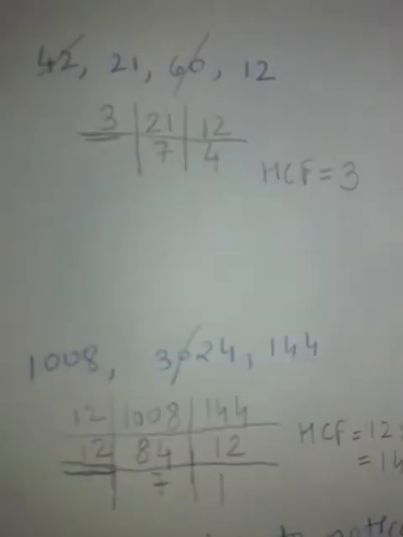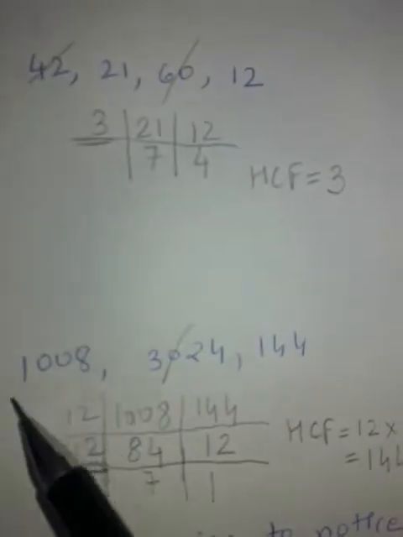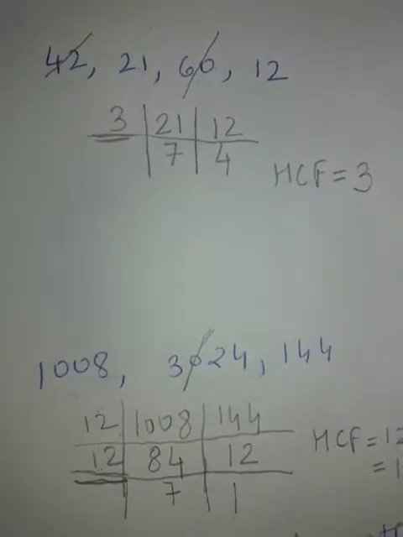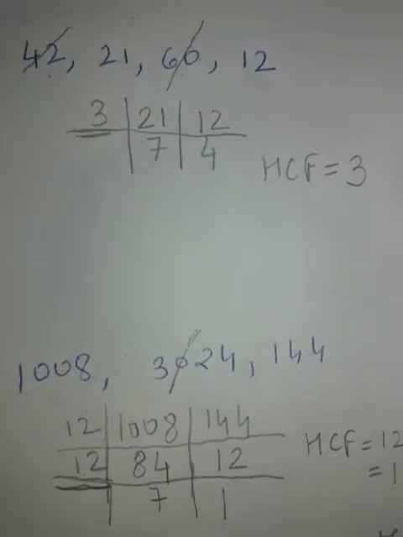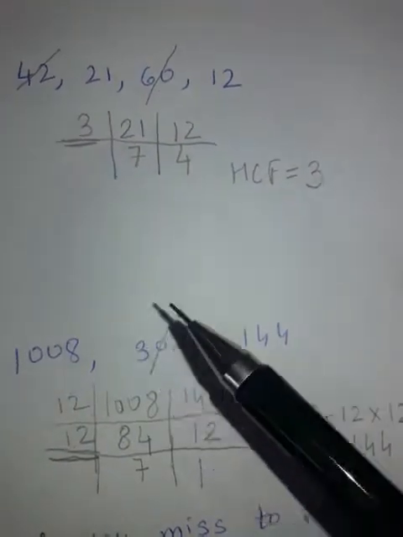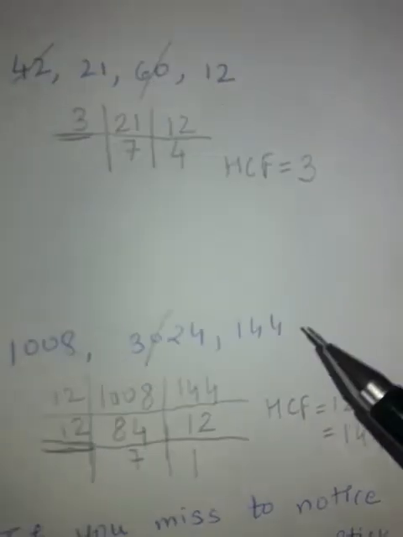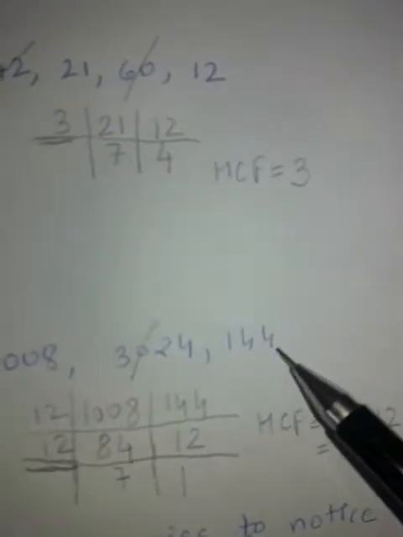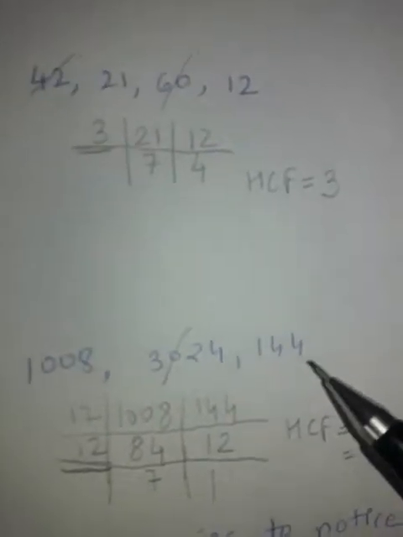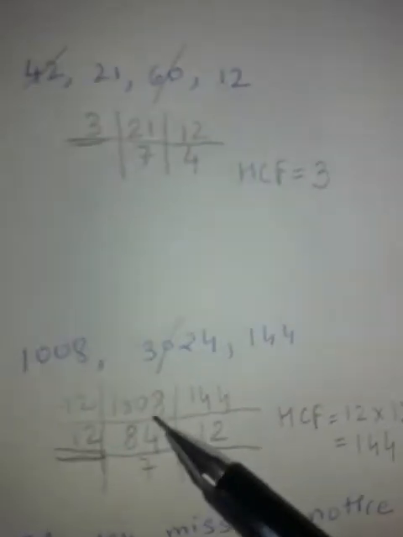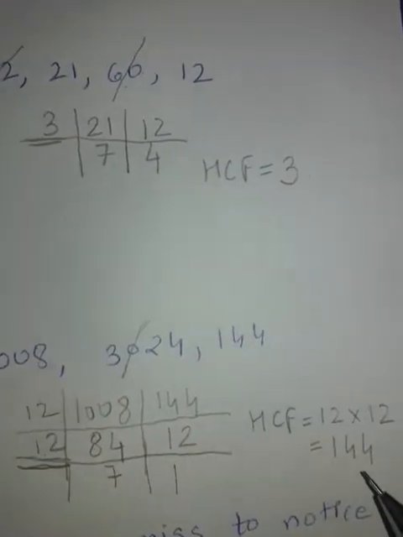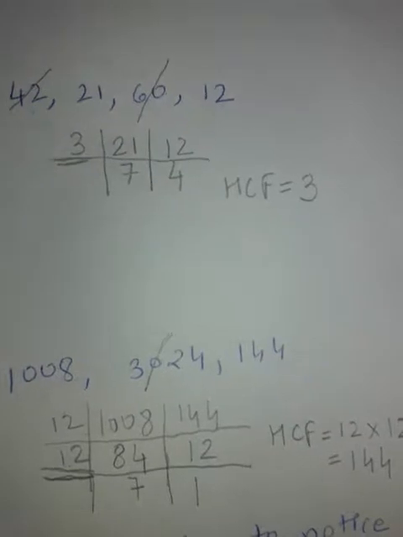Why did this happen? Because 1008 is also a multiple of 144, which we didn't notice earlier. If we had noticed it earlier, we would have ignored it and straight away concluded that HCF is 144, but we didn't notice it, so we tried to find HCF and we found it as 144.